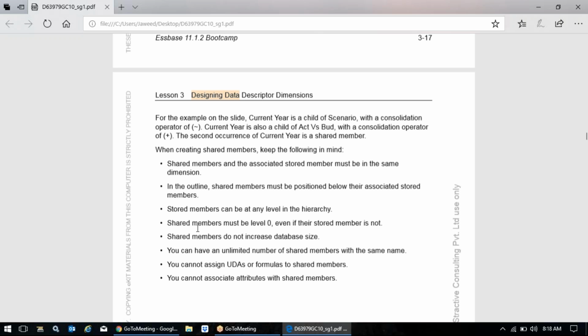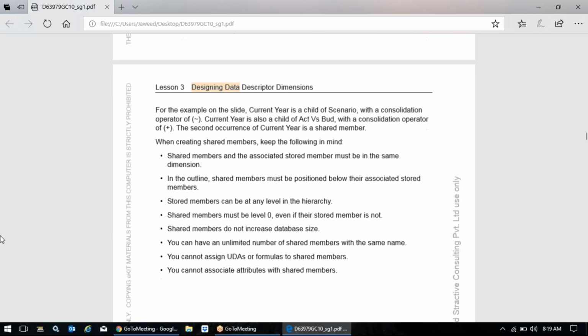When you mark a member as a shared member, you cannot have member formulae on it, because the answer is very simple. There is no stored value in there. It's a reference. It's a pointer. So you can't implement formulae on the pointer. You can't use that particular member to add UDAs to it. But you can do that on the main source, the main stored member. You can add formulae. You can mark UDAs for it. And the same UDAs will apply for this shared member as well.